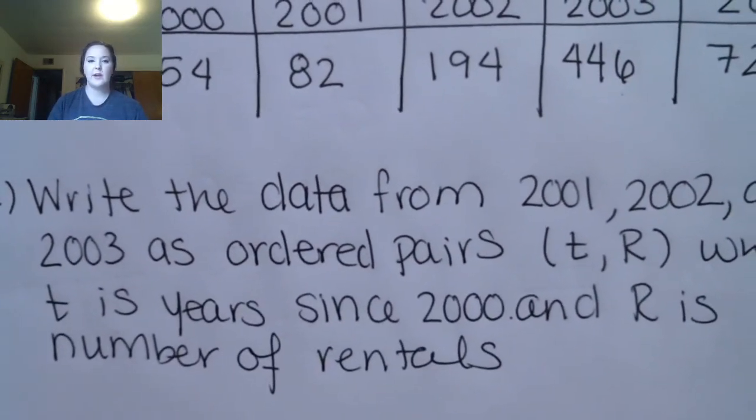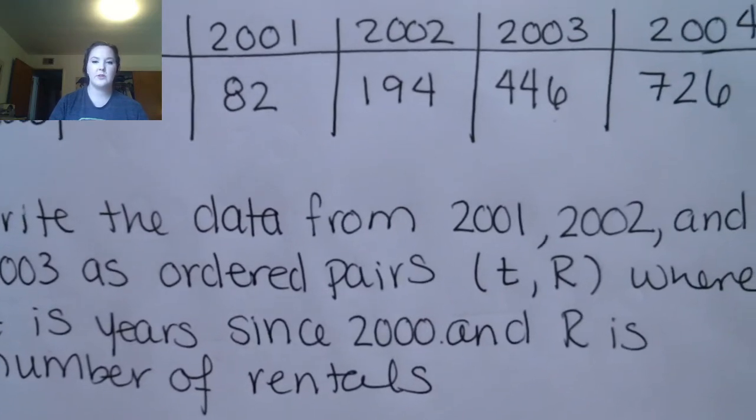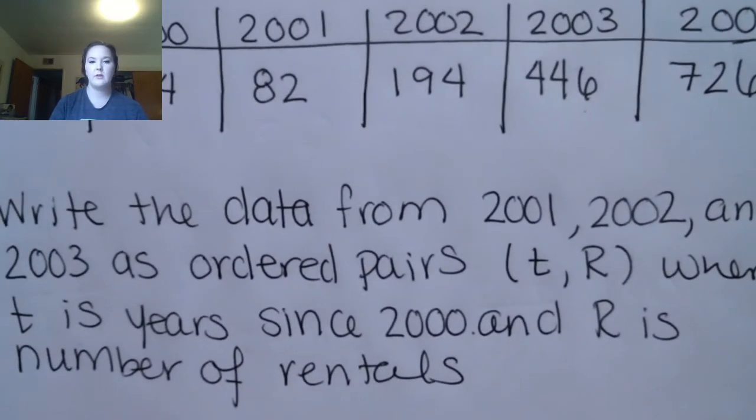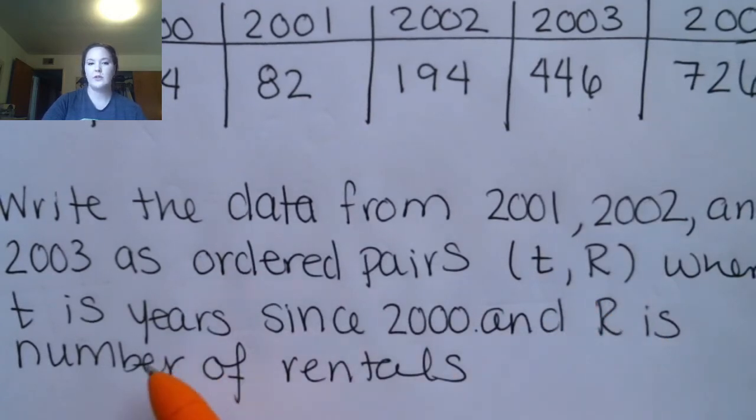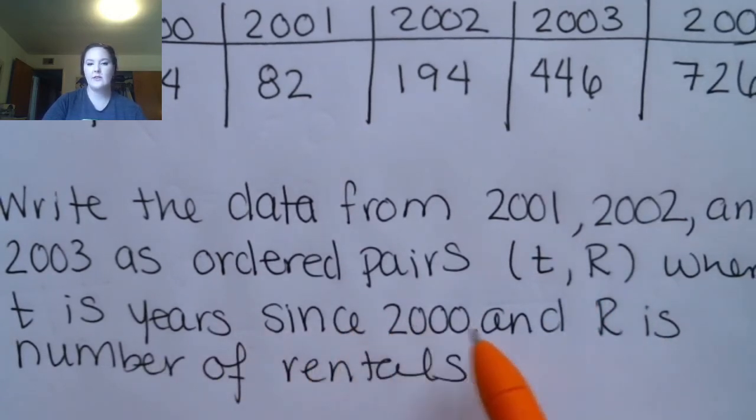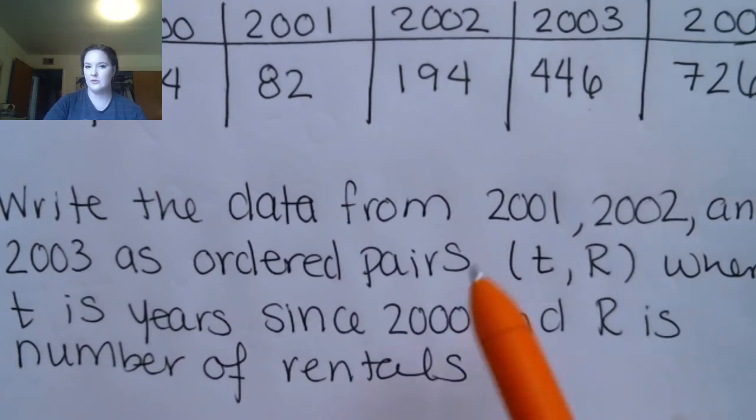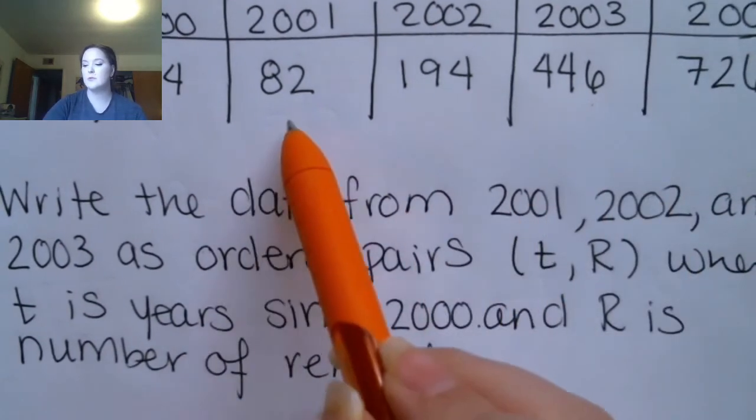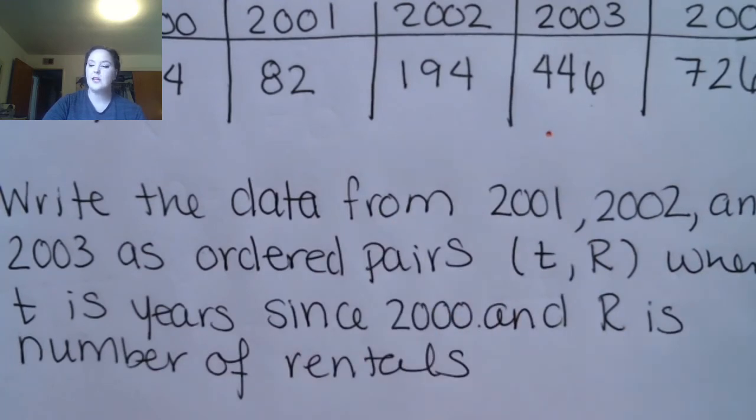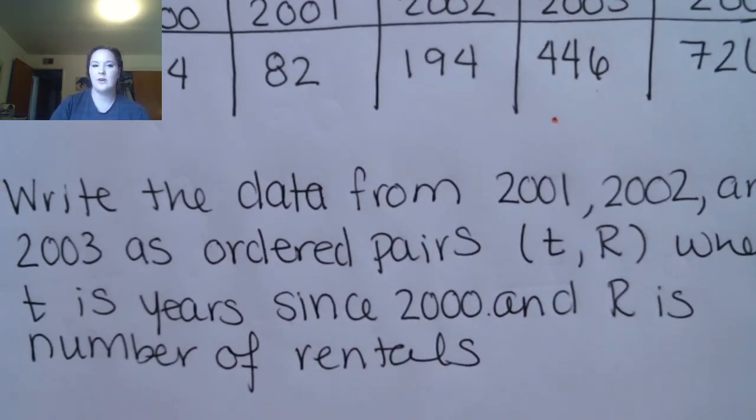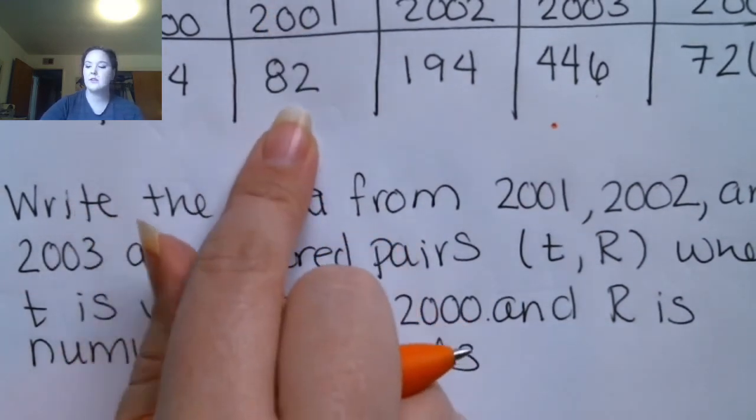Part A says write the data from 2001, 2002, and 2003 as ordered pairs (t, r), where t is the years since 2000 and r is the number of rentals. Okay, so we're going to be looking specifically at these 3. So t is the years since 2000.